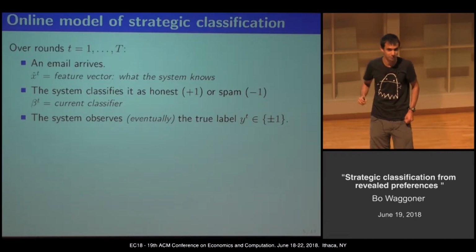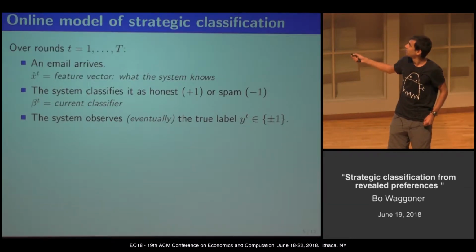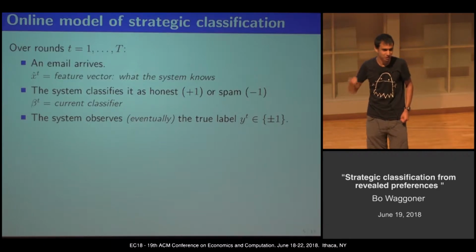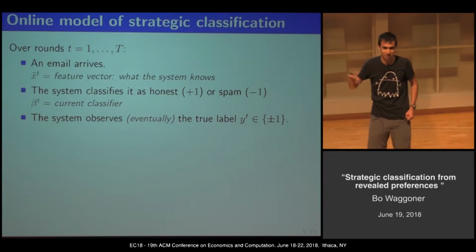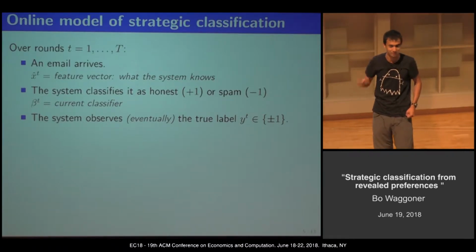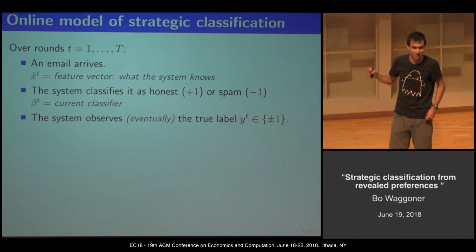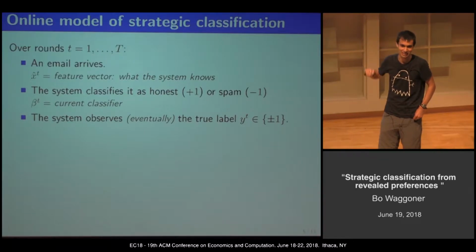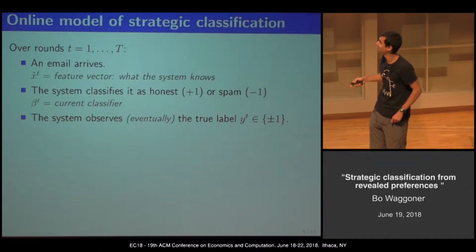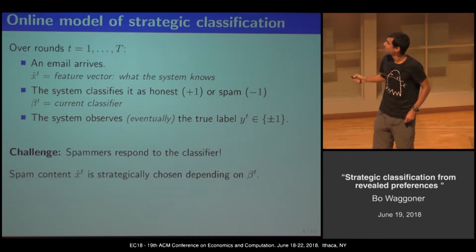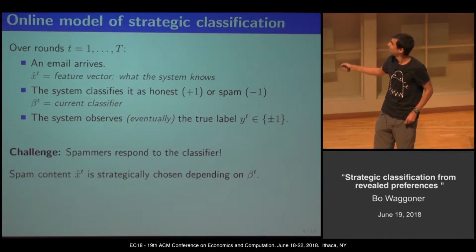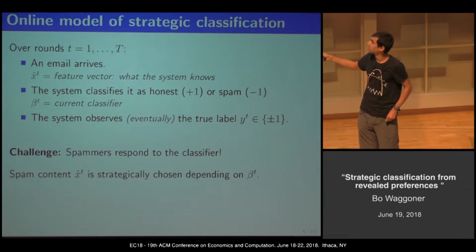So this is an assumption we'll make. And of course, we think this should happen eventually, because the user will say, okay, this was marked as spam, right? Or they'll look in their spam folder and mark it as not spam. For the purposes of theory, we assume this will happen instantaneously, as soon as the email arrives. And then the next email will arrive. Of course, you could relax that. And of course, the challenge is the spammers are going to respond to the classifier. So the kinds of features we see here will depend on what we're choosing to do.